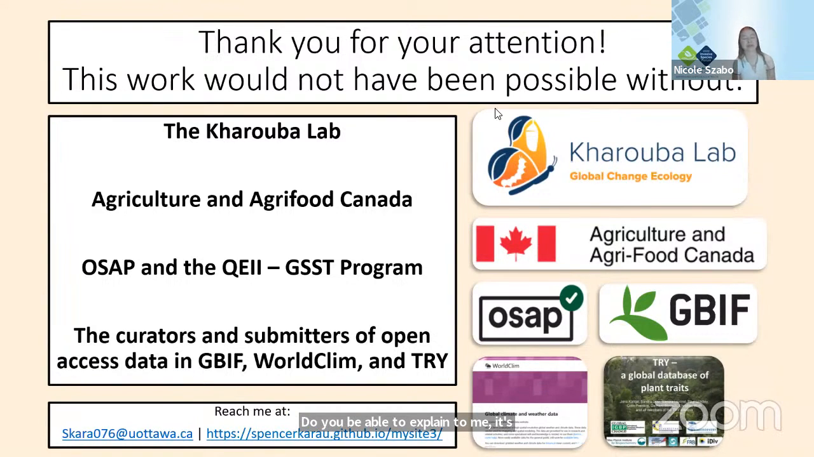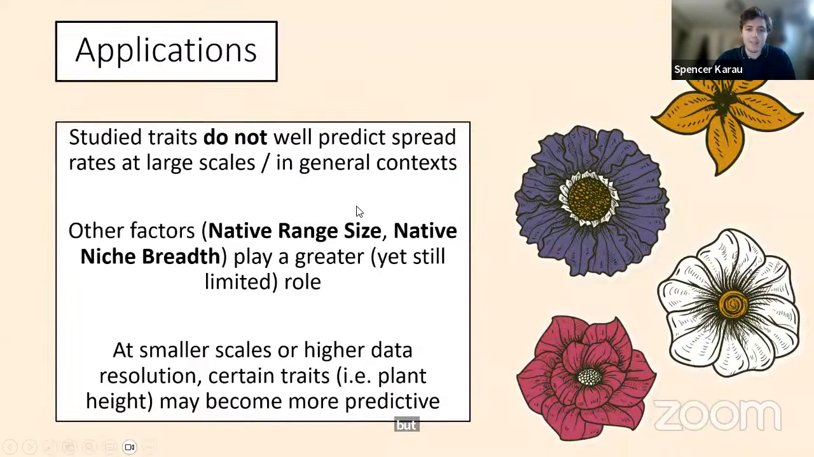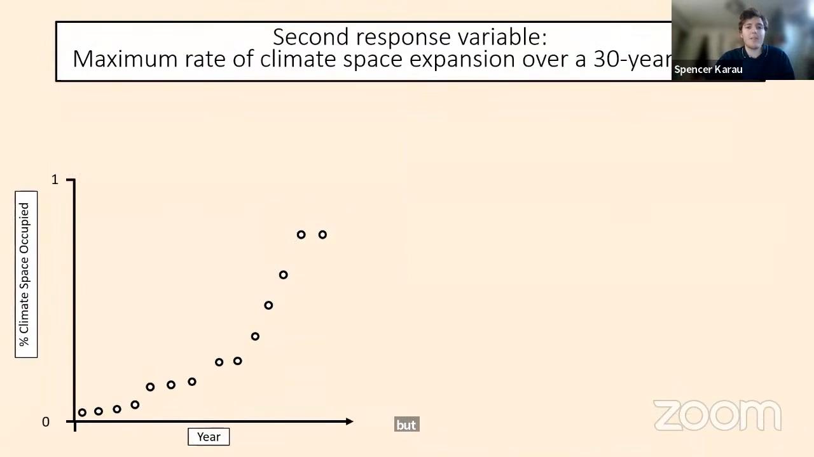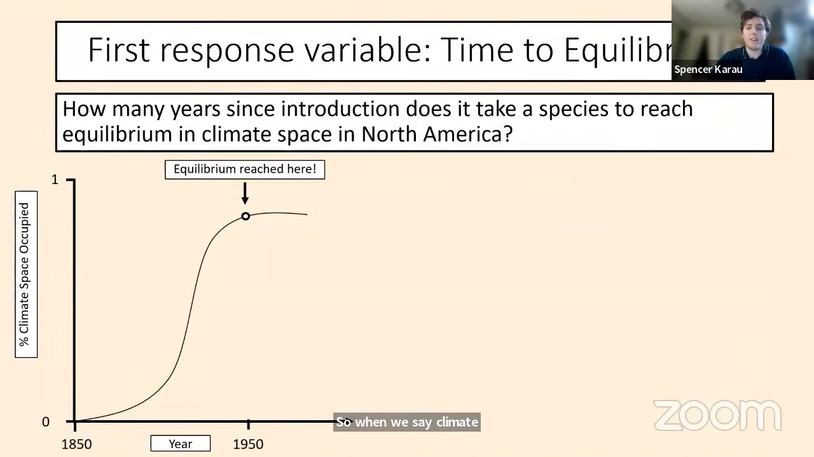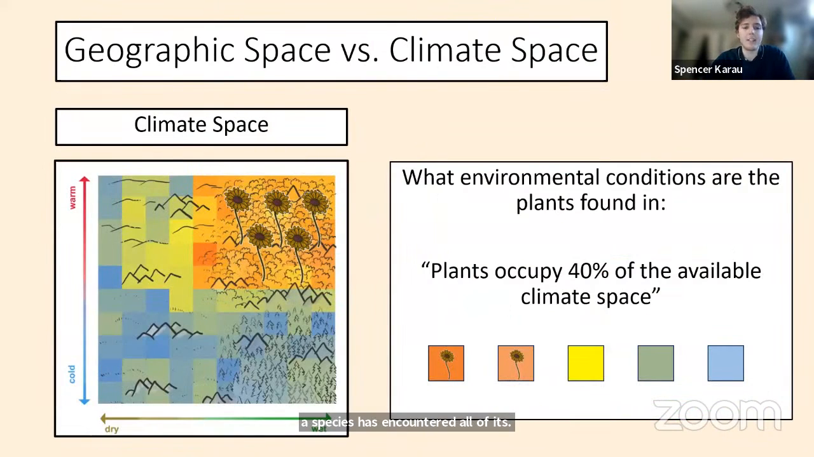That's probably a very broad question, but yeah, it's a tough distinction to make, and it's hard to explain. So when we say climate equilibrium, we're basically talking about the point at which a species has encountered all of the climate spaces that it's going to encounter. So if you look at this example, you can see that this range has been divided into 5 climates. When a species arrives, it's going to enter the first climate space that it's going to encounter. And as it spreads, it's going to encounter more and more climate spaces.